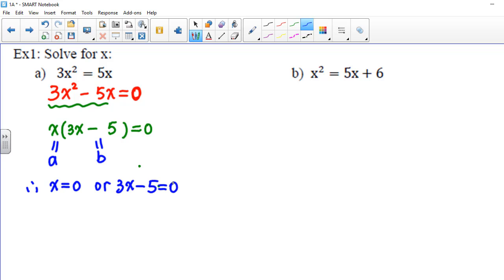Step 4. Solve the resulting linear equations. The first one, x equals 0, has been done already. And the second one, how can we solve this linear equation? We use inverse operations when we solve an equation. We move negative 5 to the right side. It'll become positive 5. Then divide both sides by 3. Therefore, x equals 5 over 3.